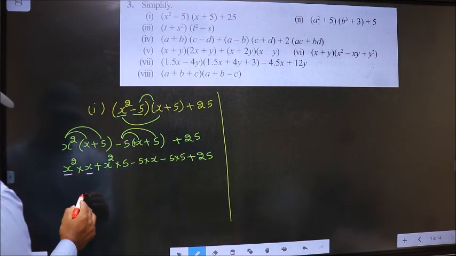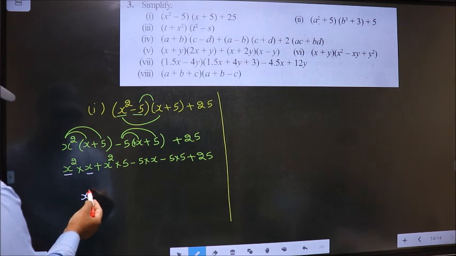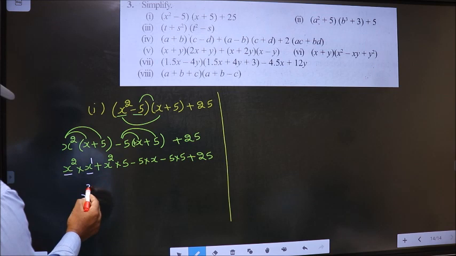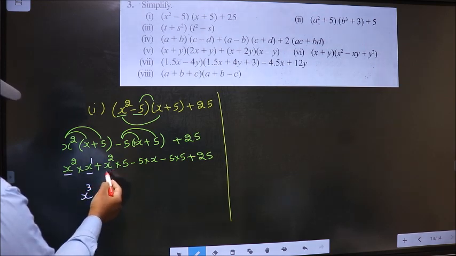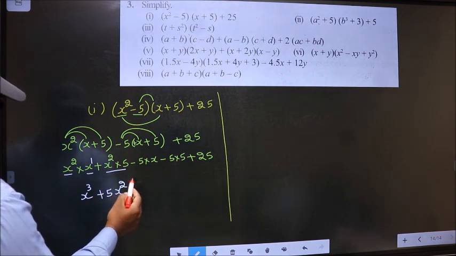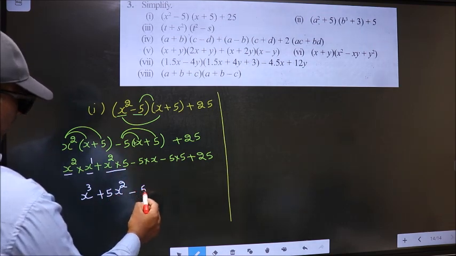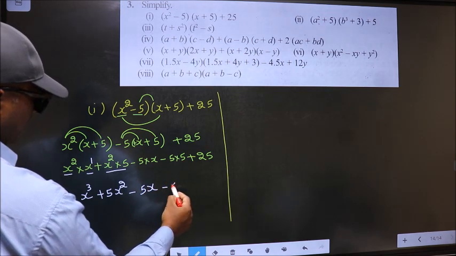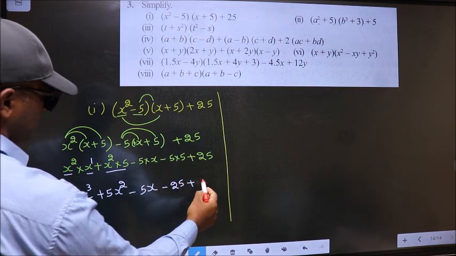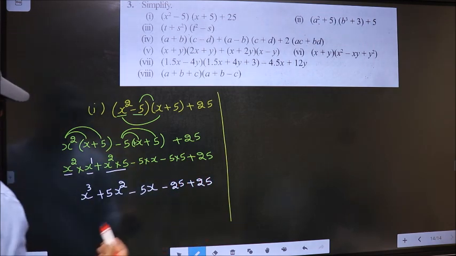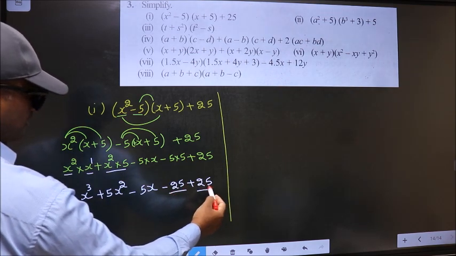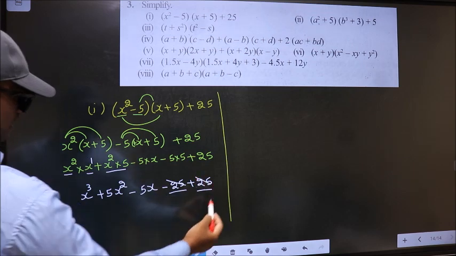x, so as the result you write x, and the power is the sum of the powers, that is 2 plus 1, 3, plus in this first we write the number, now the letter x square, minus number and x appeared only once, so x, minus 5 into 5 is 25 plus 25 as it is. Now in this expression we have minus 25 and plus 25, so they cancel out.